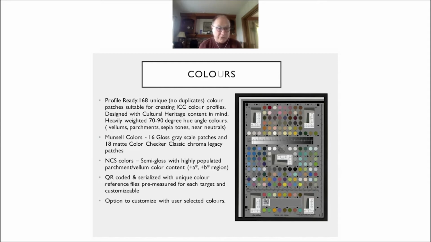There's Munsell colors, 16 gloss grayscales. We went with the Natural Color System colors, semi-gloss, for most of the colors. Again, all those colors are measured, QR coded, and they're all referenced in a database that is automatically pulled out. And again, there's an option to customize these with your user selected colors. So you say, oh, I want some high gamut color you don't have there. Just let us know. We can create a custom one for you. It's not a problem.